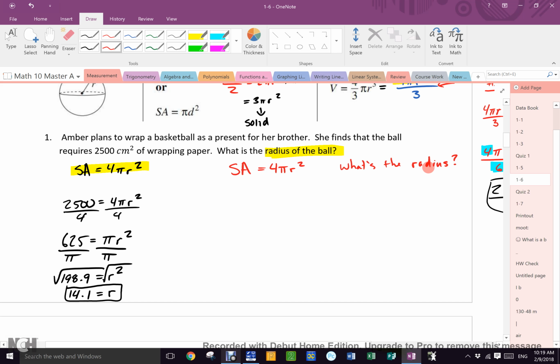So you do the exact same thing. I would divide by 4, and I would divide by pi, right? So my surface area would divide by 4 and pi. And that would equal r squared. Then what would I do? Square root the surface area divided by 4 pi would get r.